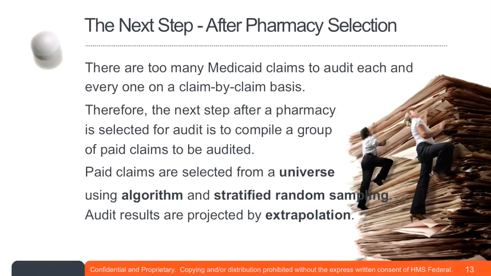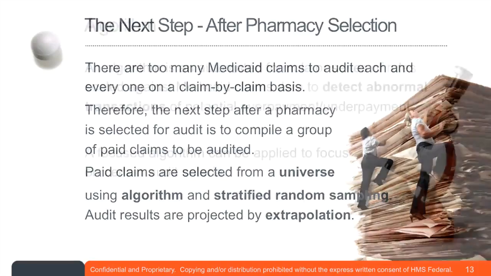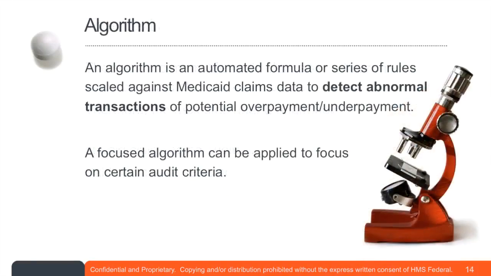I want to just take a minute to go through some of those terms, because I imagine they're new terms, and I don't want to get too in-depth with them, but just kind of want to give you a high-level overview of what the terms mean. So first of all, an algorithm is really just a formula that is scaled against that data to detect possible abnormal transactions or abnormal payments. And that can be overpayment, and that can also be underpayment.